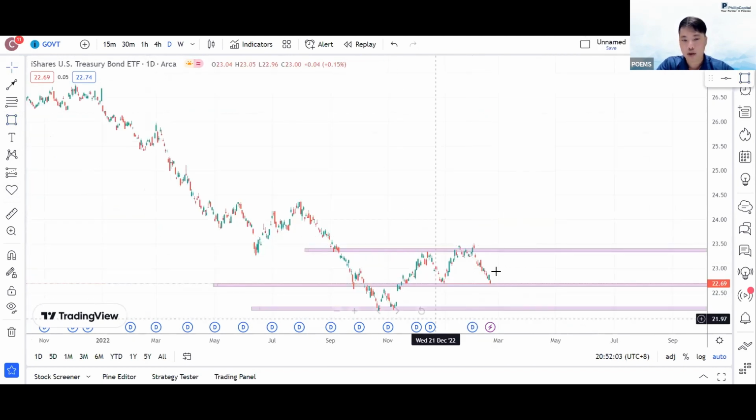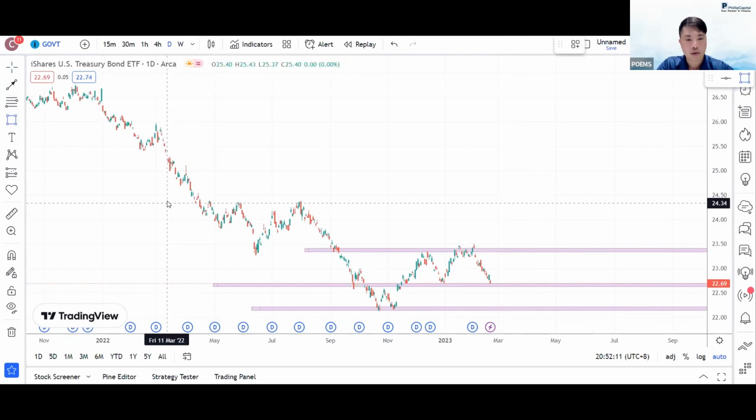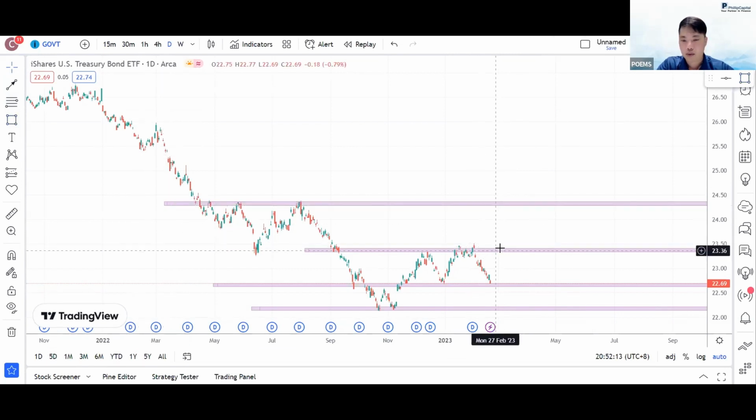Right, this is very straightforward. If price were to break above, then of course the next one we are looking at should be around 24.35, 24.4. Price breaks above, rebounds back and then goes back. But that's for GOVT.